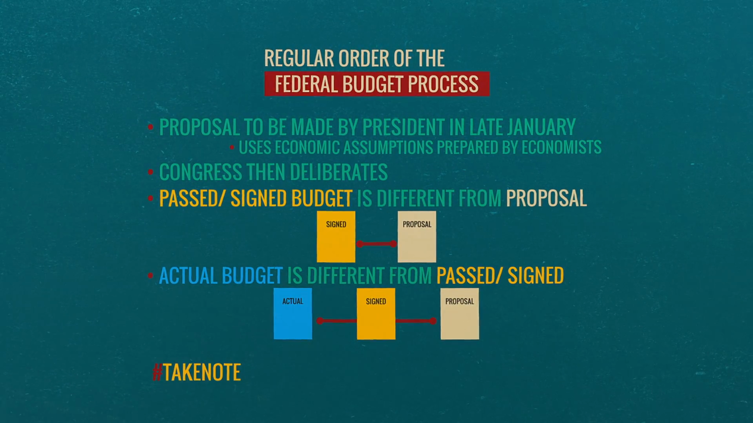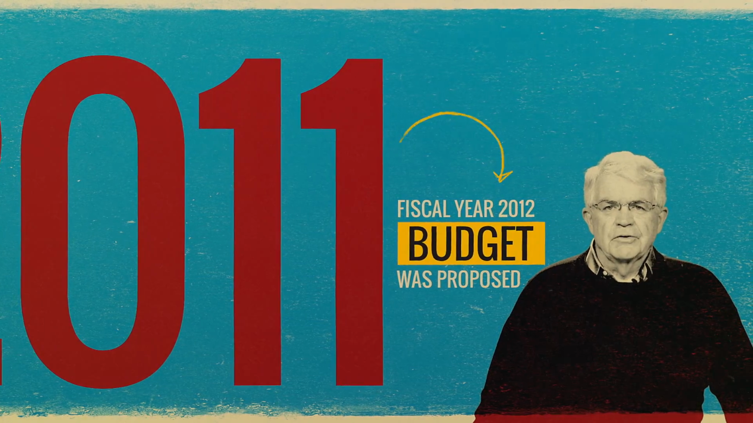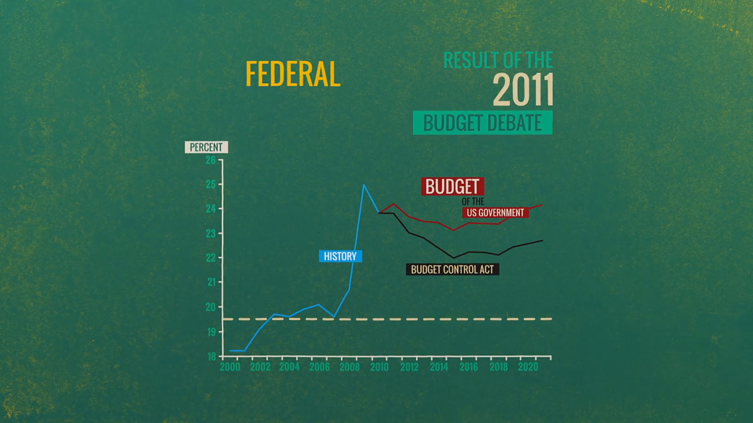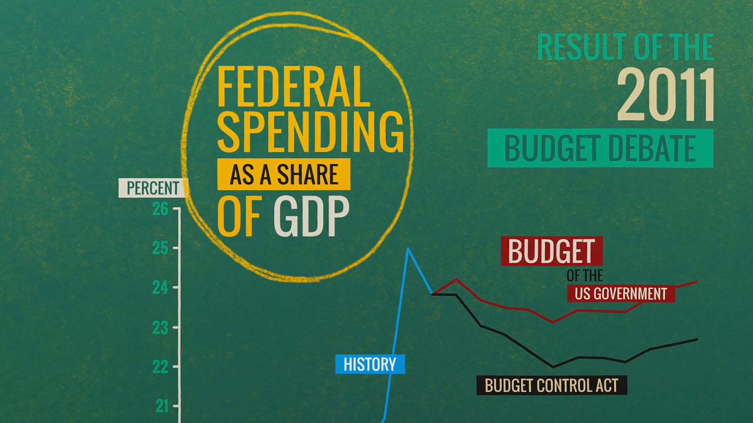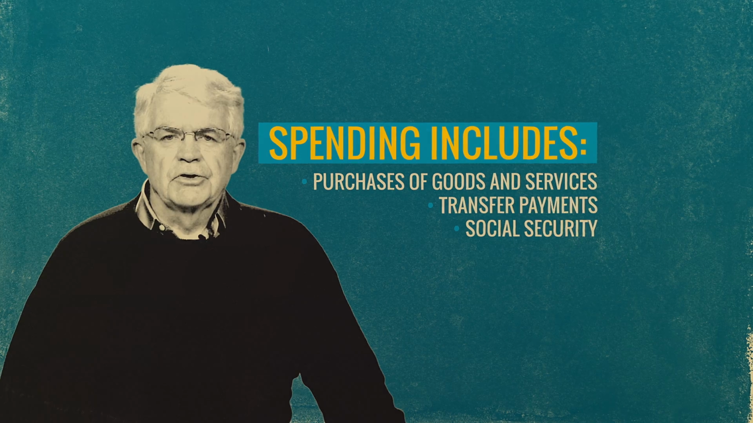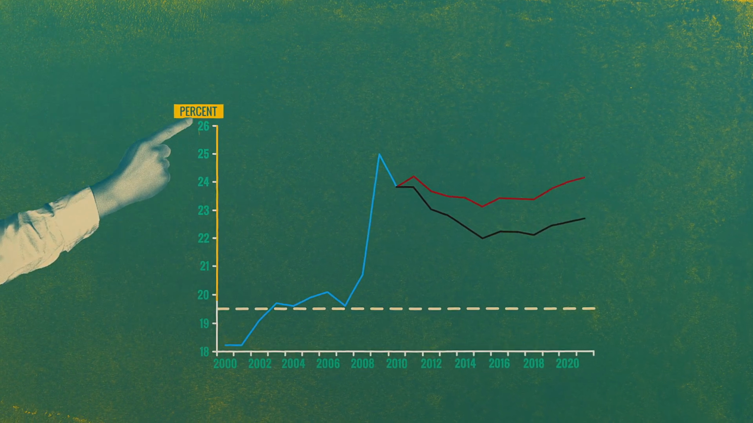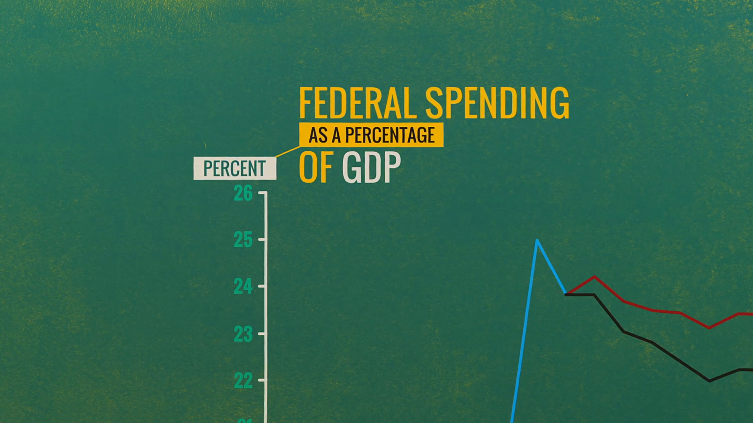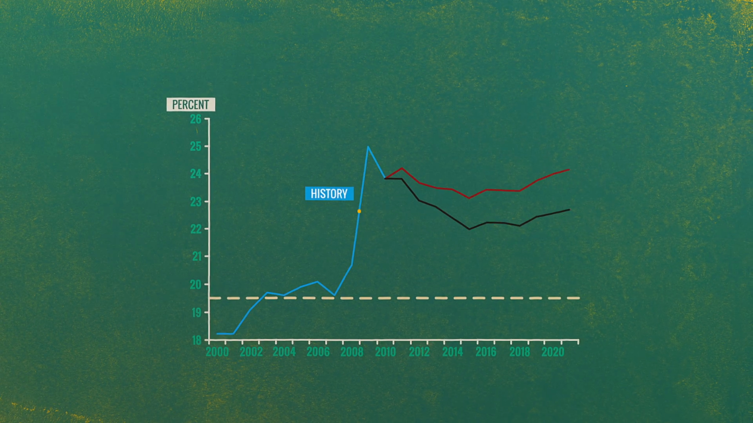You can consider an example from the year 2011 when the fiscal year 2012 budget was proposed, and here's a picture of that. The data show federal spending as a share of GDP. And remember, spending includes not only purchases of goods and services, but also transfer payments, things like Social Security and unemployment compensation. On the vertical axis, you have percent, so we're looking at federal spending as a percentage of GDP. The blue line gives you the recent history going back to 2000.